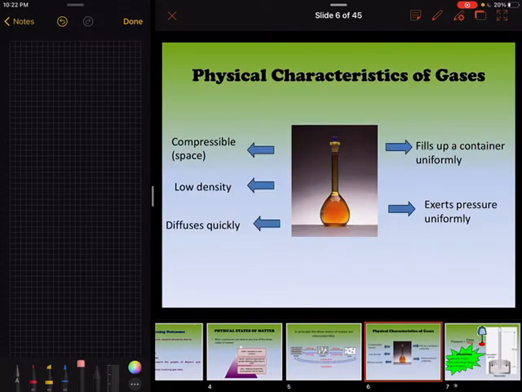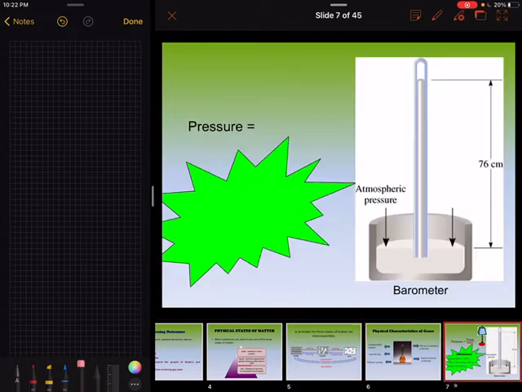And these are a few physical characteristics of gases. Gases are compressible. Kenapa? Because they have a lot of space between the gas particles. They are low density, and they can diffuse quickly. Why can they diffuse quickly? Satu, because of the presence of the empty space. Dan yang kedua adalah due to the small particles of the gas. And then they can fill up the container uniformly, and they exert pressure uniformly.